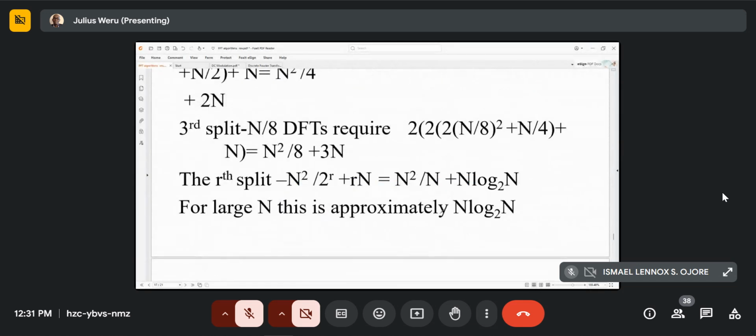So that's what we are saying: for large n, this becomes now n plus n log 2n. So now this is a bigger term, so we can ignore this term. So we are saying for large n, this is approximately this. It will be approximately this.